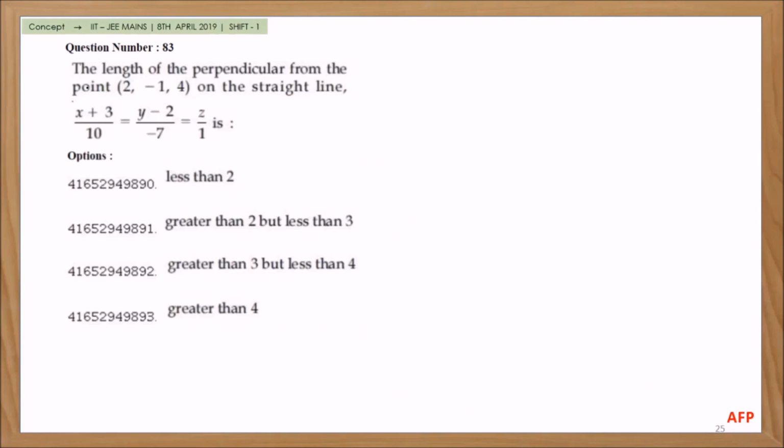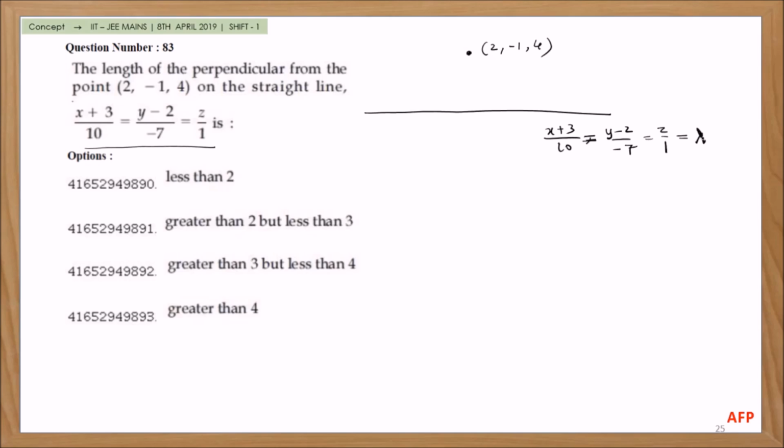Next problem. The length of the perpendicular from the point on a line. So this is the line they have given. Let us draw the diagram. This is the point (2, minus 1, 4), and this is the line they have given: (x plus 3) divided by 10 is equal to (y minus 2) divided by 7, and z is equal to 1. We'll take lambda. So x is equal to 10 lambda minus 3, y is equal to 7 lambda plus 2, and z is equal to lambda we are getting.